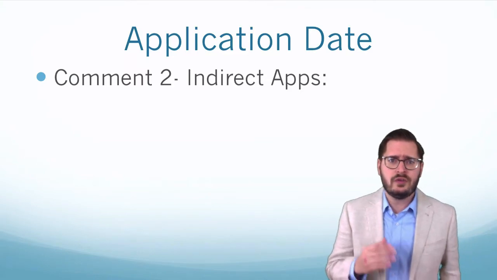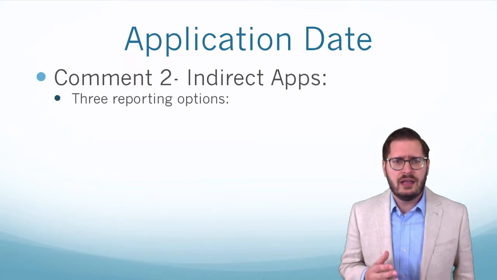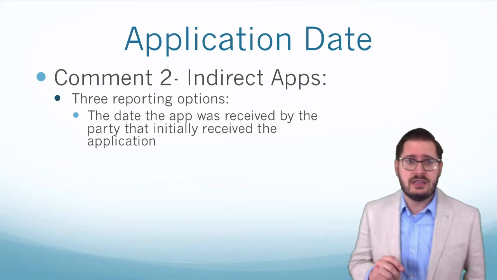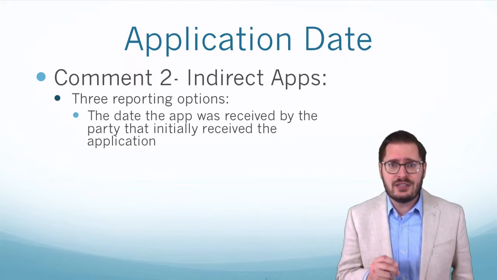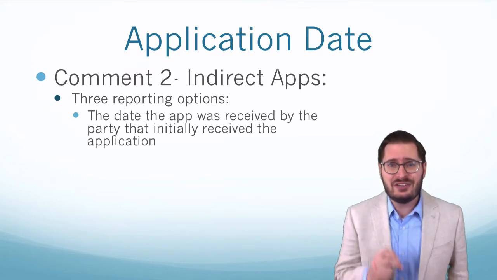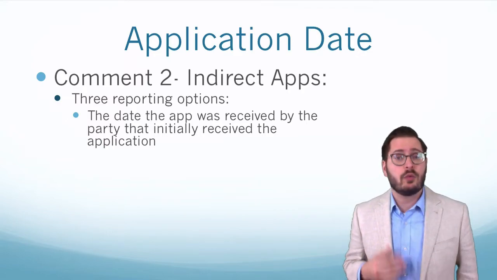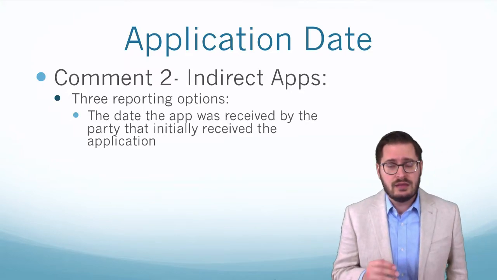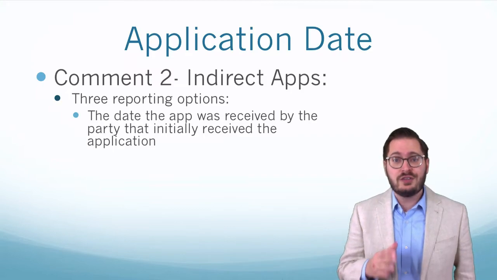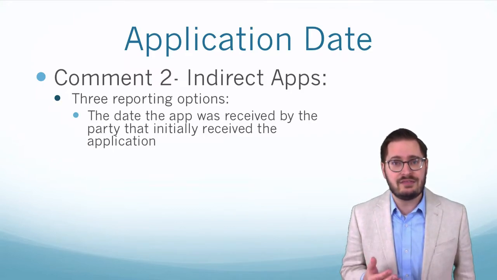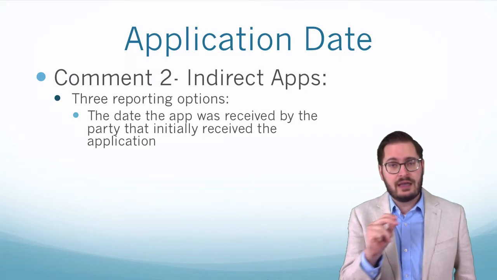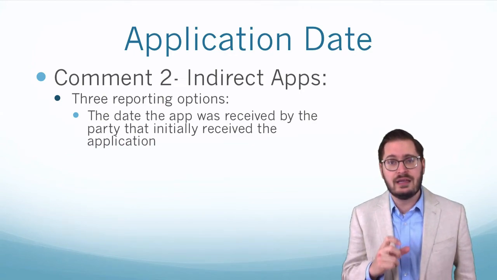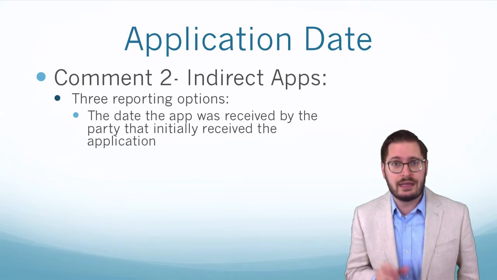So comment 2 talks about indirect applications, and specifically it gives us 3 different reporting options. Now, the first option is that you can report the date the application was received by the party that initially received the application. So if you're working with a broker, you can list the date that it was received by the broker. The key, of course, in this is to have the broker clearly document when they received it, whether they write on the top of the application form when it was received or write the date in by their name at the bottom of the standard IRLA to recognize when it was received.